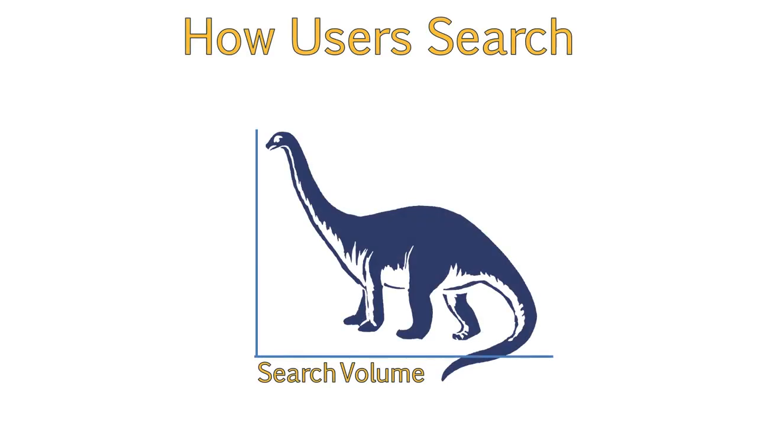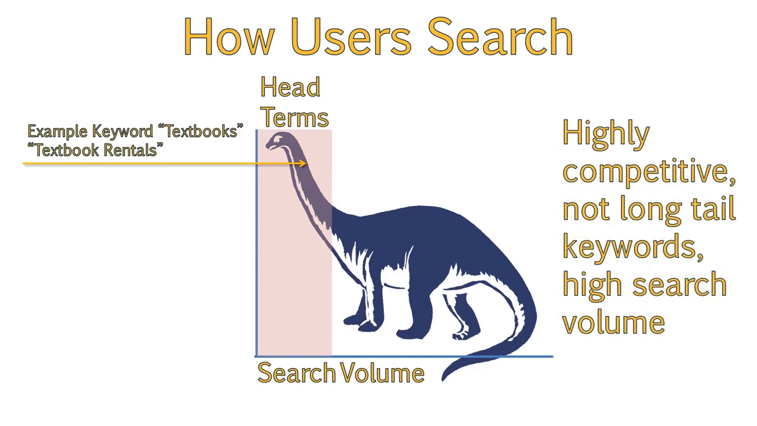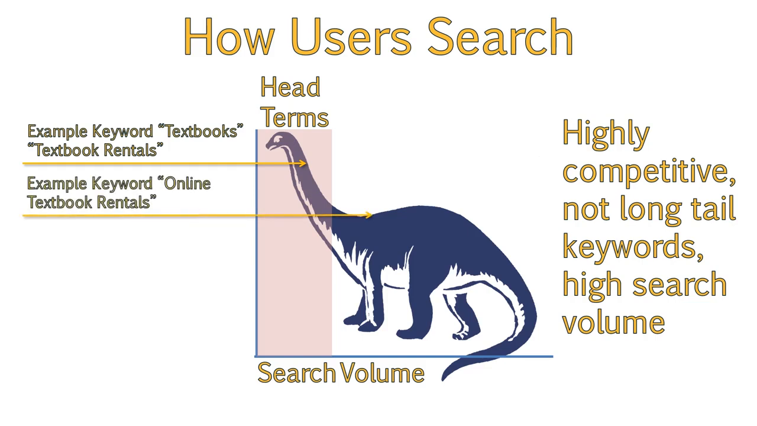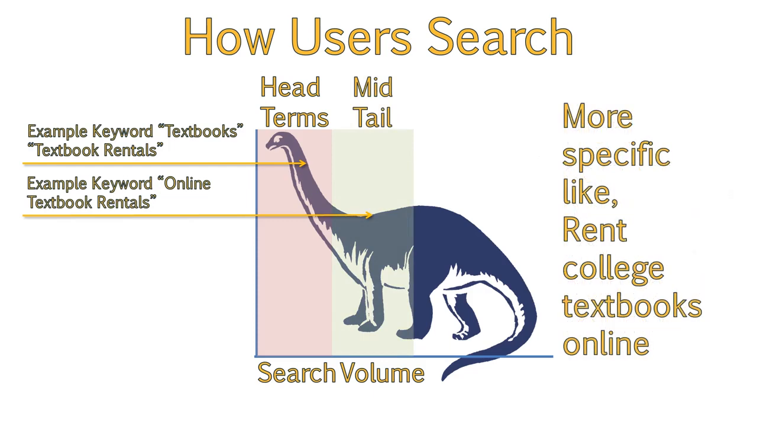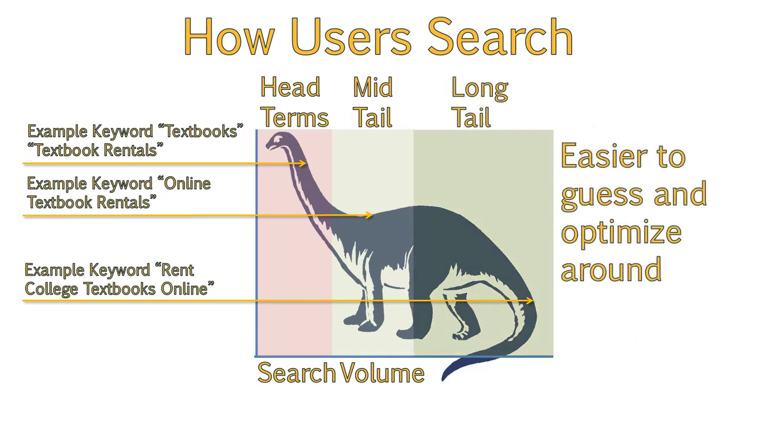The keywords textbooks or even textbook rentals are considered head terms because they are not long tail, are very competitive, have a lot of search volume, and are more broad. As we get more specific and use search queries such as online textbook rentals, that becomes more mid to long tail. However, you can get even more specific with a phrase such as rent college textbooks online. These long-tail keywords are easier to guess and optimize around.